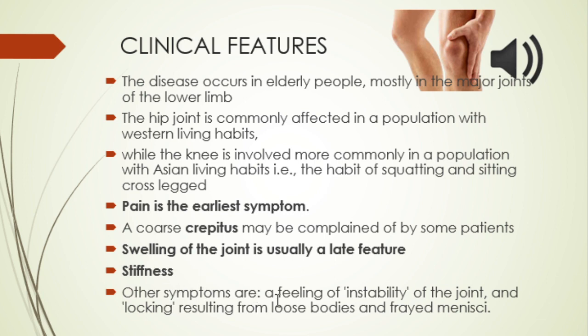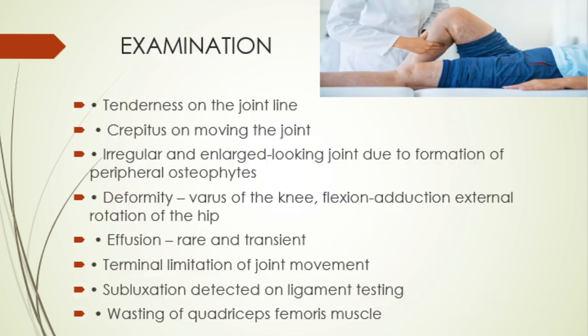Okay, then other symptoms are a feeling of instability of the joint and locking resulting from loose bodies and frayed meniscus. Okay, then what examinations will we do on a patient? Firstly we will look for tenderness on the joint line, crepitus, that is, sound from the joint with movement, then an irregular and enlarged looking joint due to formation of peripheral osteophytes, then deformity, varus of the knees, then flexion, adduction, external rotation of the hip. We have seen the oblique displacement of a part of a limb towards the midline. This is the varus of the knee.